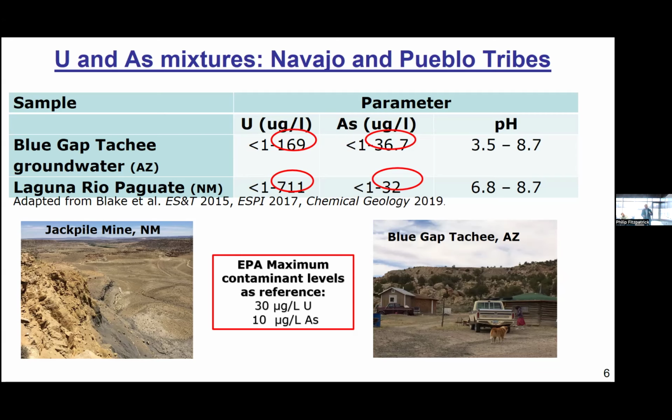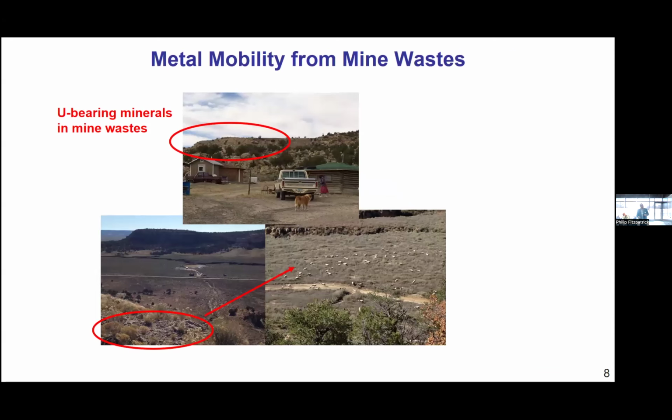And this serves as a framework to set a context for the issue that we have to understand. Where does this uranium and arsenic come from? How does it occur? And most importantly, how can we think, as people who would like to reduce this risk, to remediate? So let me talk first about some of the work that we have done in the Blue Gap Tachee community in Arizona.